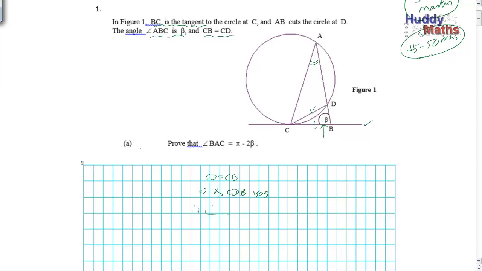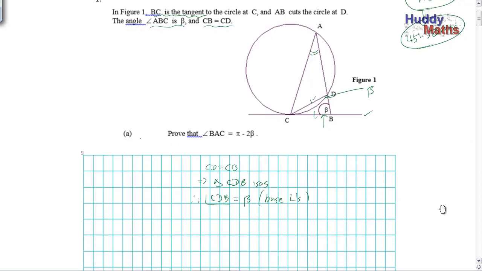Therefore, angle CDB is also beta. This one in here. Why? Base angles. Okay, that's enough. We've set it isosceles. So we use that first bit of information, CD equals CB. What's another piece of information we haven't used? This one here. It's a tangent.